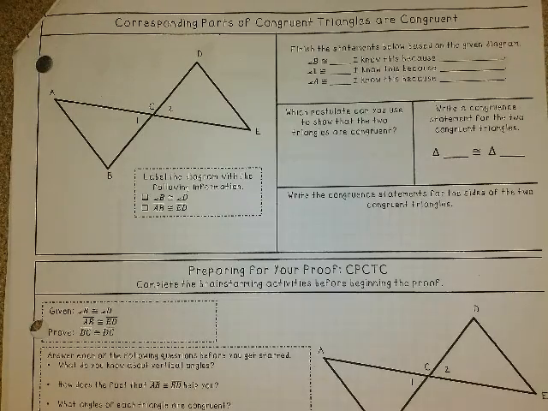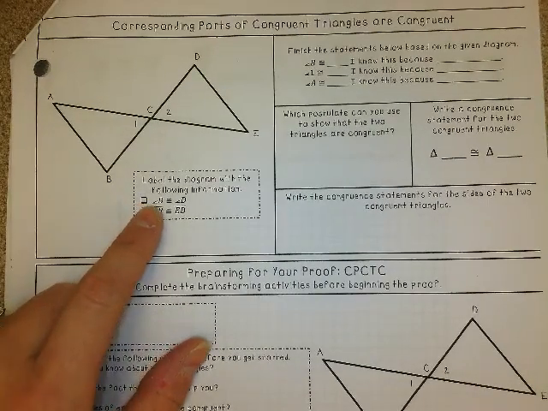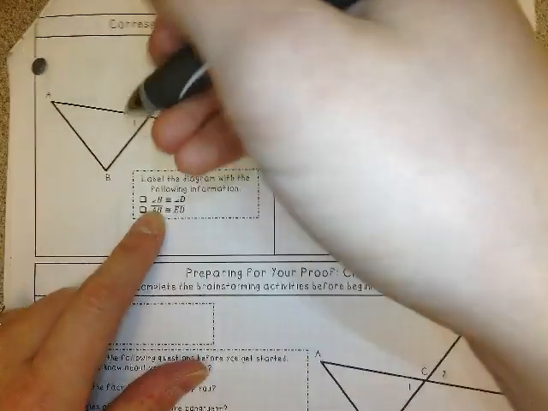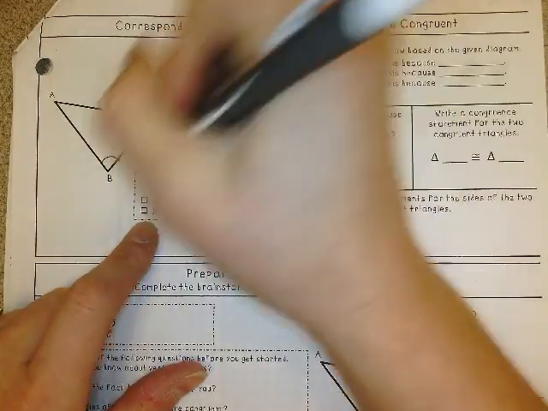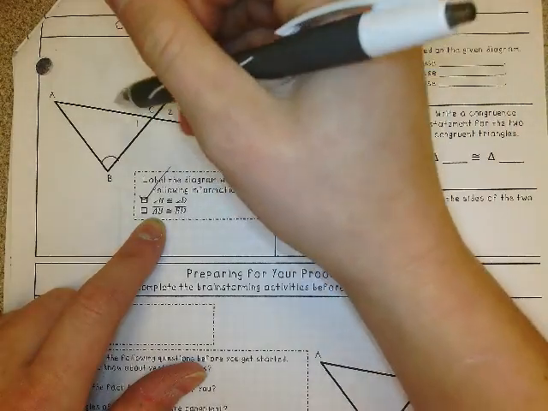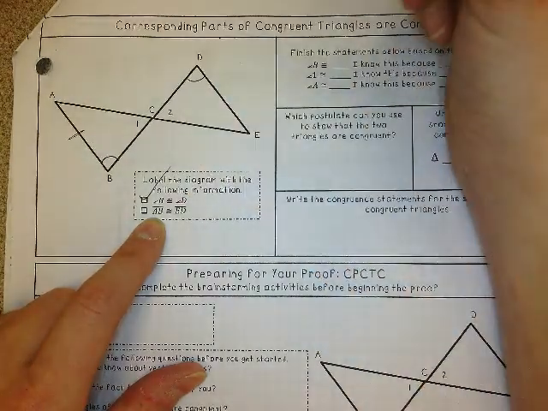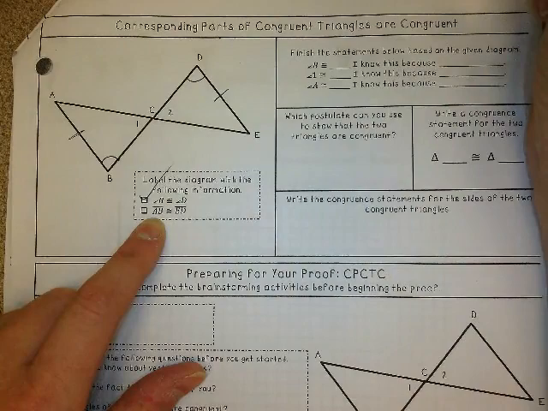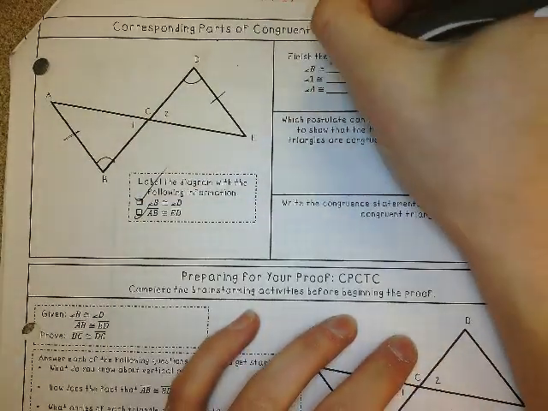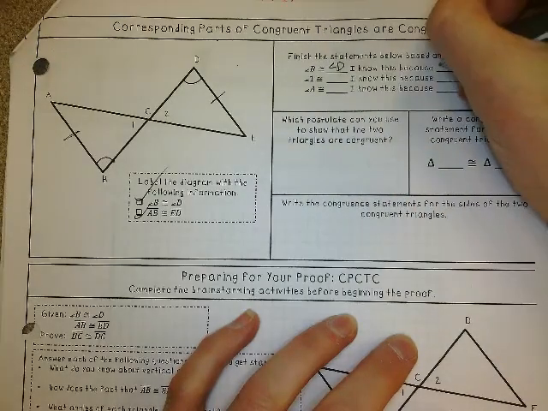All right. So let's look at this one. Angle B is congruent to angle D. AB is congruent to ED. Okay, cool. So angle B is congruent to angle D. I know this because it's given.